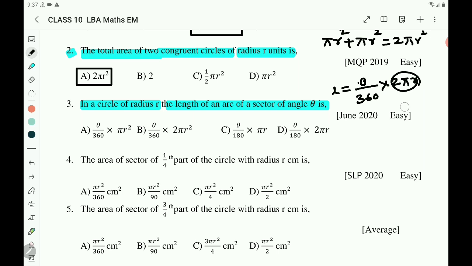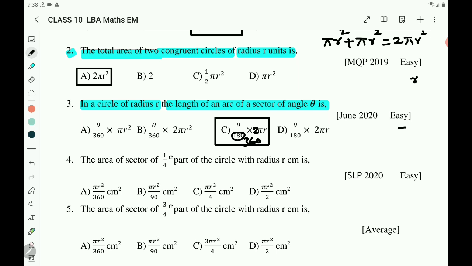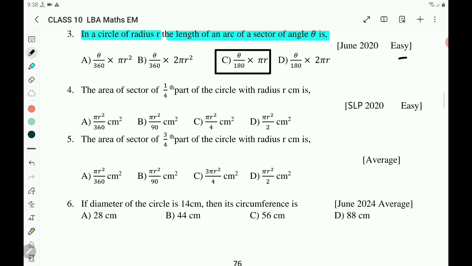What about this? Here you can cancel this 2. 2 1s are 2, 2 180s are 360. So what you are going to get? Theta by 180 into pi r. So then what is the answer? Theta by 180 into pi r. Here theta by 360 into 2 pi r is same as theta by 180 into pi r. If 2 comes, here it must be 360. If 2 is not there, means theta by 360 into pi r.